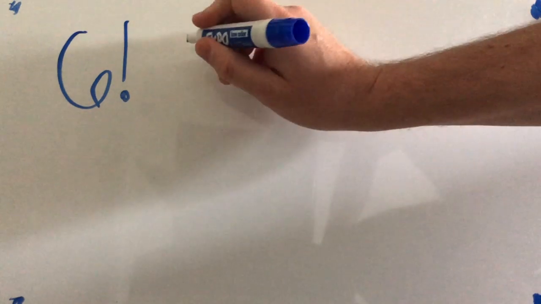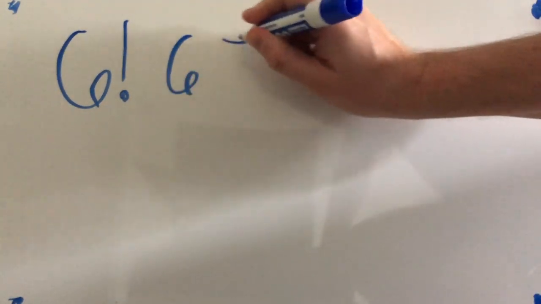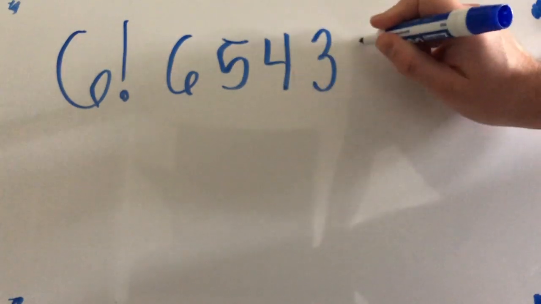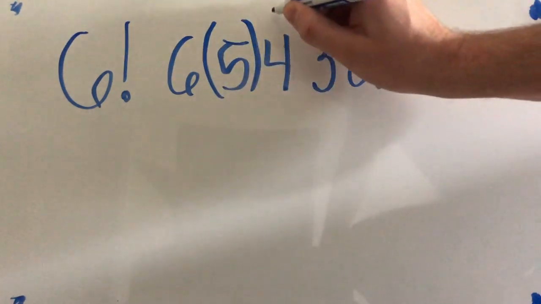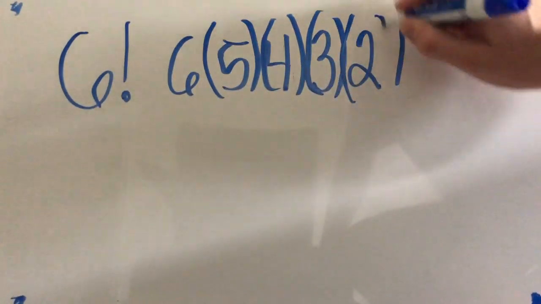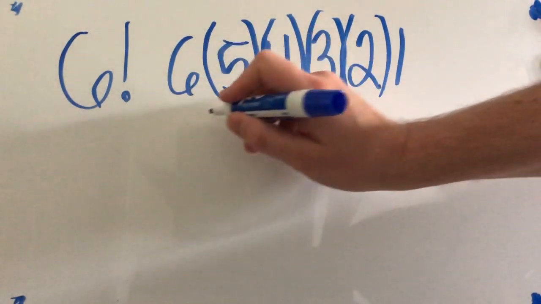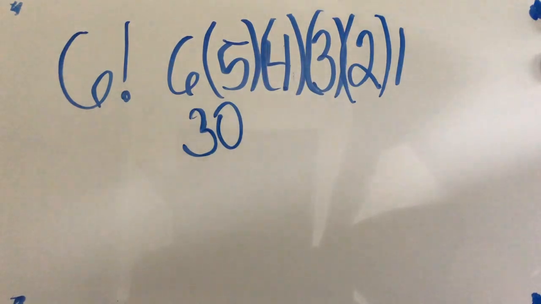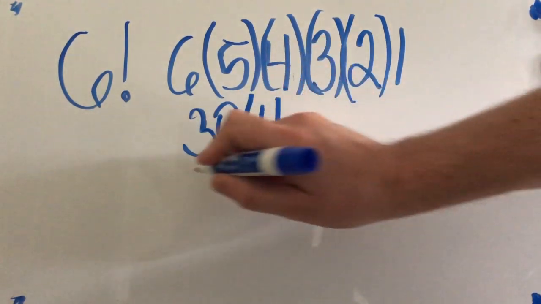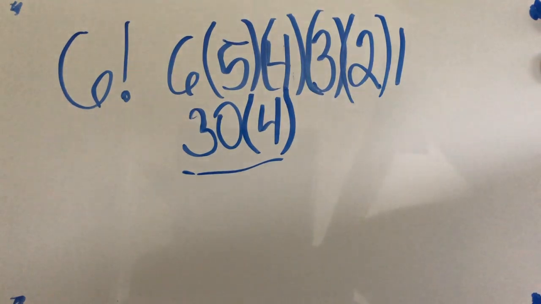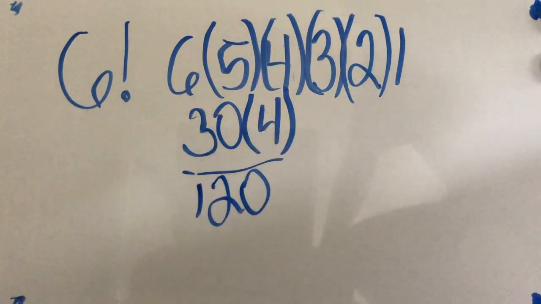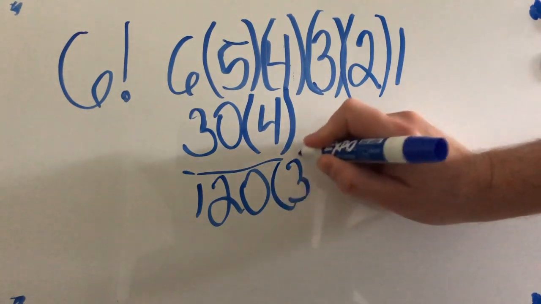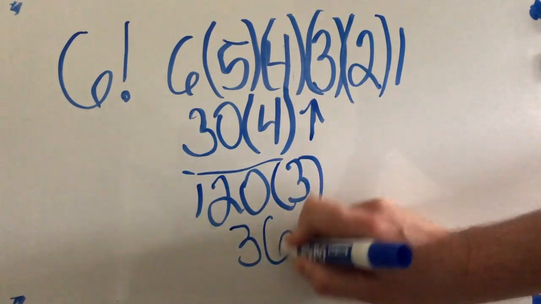So basically what I'm going to be doing is what's after 6: 5, 4, 3, 2, and 1. And remember this is multiplication, so I'm going to multiply all of these. And so 6 times 5 is 30. 30 times 4, remember the rules, I'm going to start left and work my way right. 30 times 4 is 120. And then I'm going to go 120 times 3 now, and that's going to be 360.